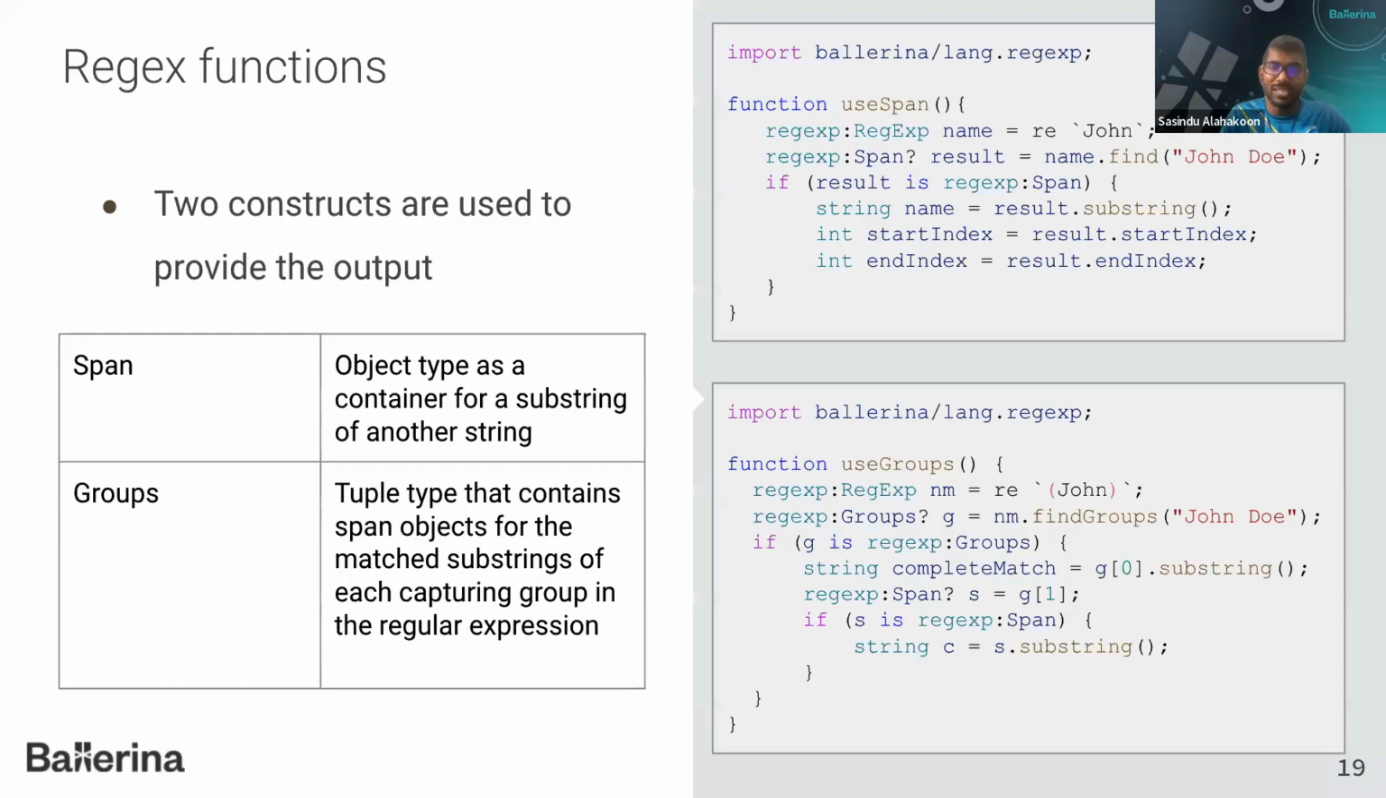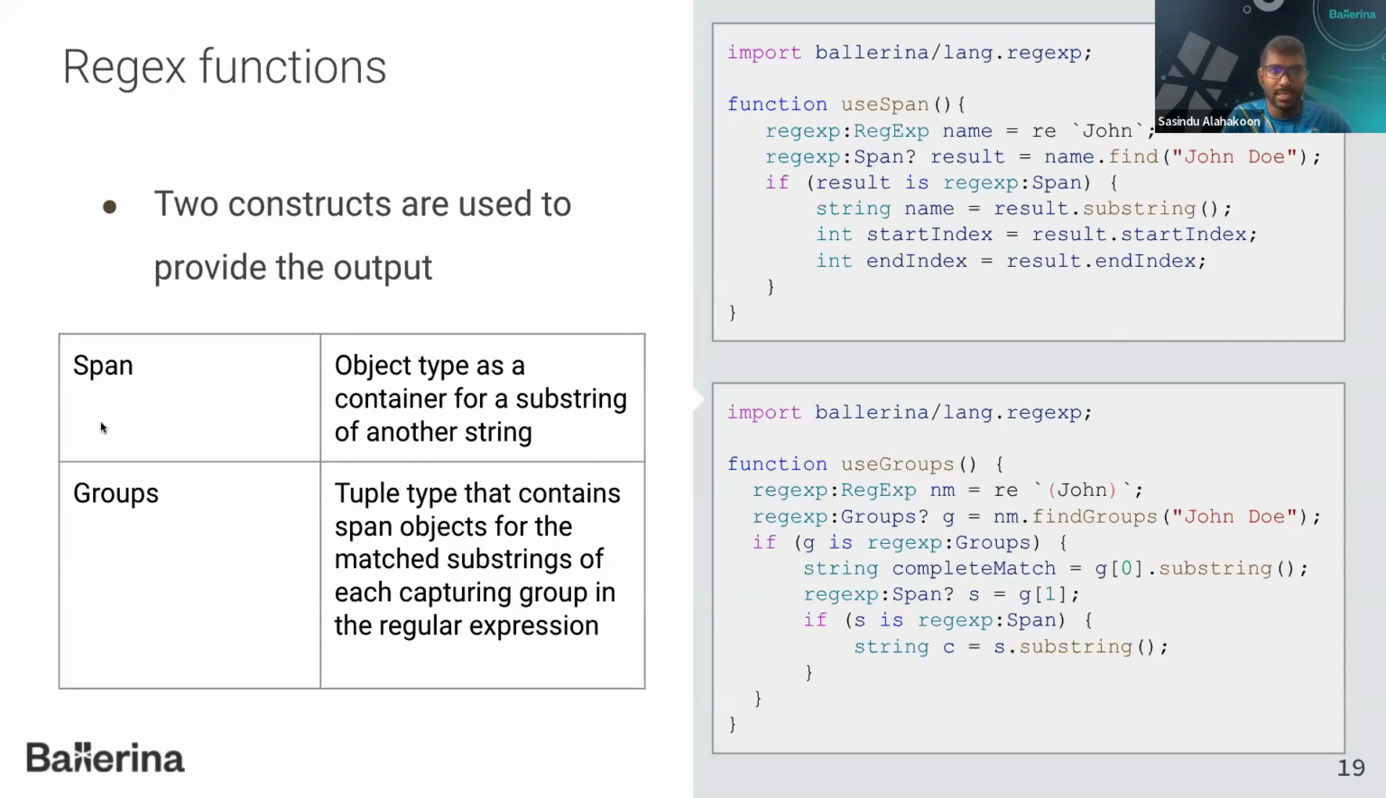So before going to a detailed description of each supported function, there are 2 types of constructs we need to discuss. These constructs help to provide the output of each utility function. The first one is the span type. This will be used to store details about a substring. Span contains a start index, end index, and the string value of the substring.